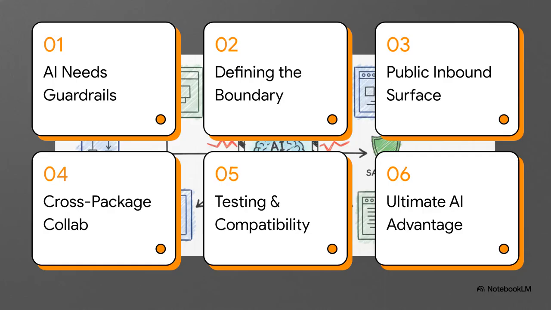All right, let's look at the agenda for today. We're going to start with why AI needs guardrails, then define the package boundary, and look at the public inbound surface. After that, cross-package collaboration, testing and backward compatibility, and finally, we'll wrap up with the ultimate AI advantage.